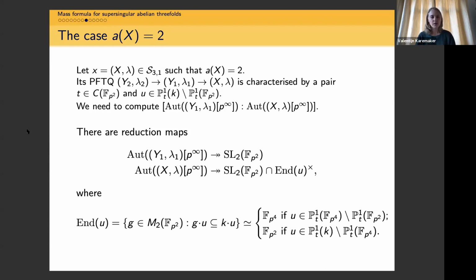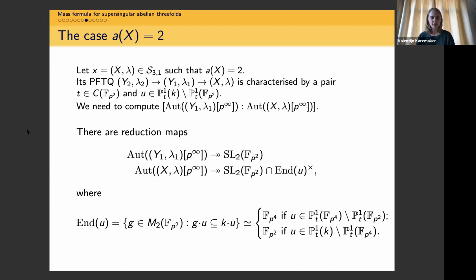But what's important to know is that there are these reduction maps that we can define that send the automorphism group of y1 lambda 1, its p-divisible group, into SL2 Fp squared, surjective. And then it sends the automorphism group of x into SL2 Fp squared, intersected with end U. So this is some set of endomorphisms of our parameter U. So it's all the 2 by 2 matrices over Fp squared, such that G times U is again a K multiple of U. And we can work out explicitly what that is, depending on the degree of U over Fp squared.